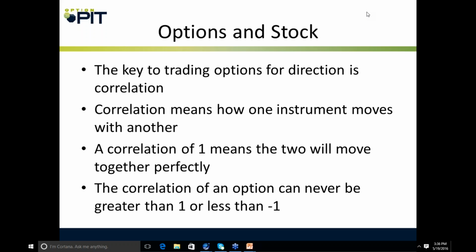For instance, if I tell my wife that her dress is ugly, that is 100% correlated to me getting a shoe thrown at me. That is a correlation. A correlation of one means that two instruments move basically perfectly together. Two instruments that move very, very close to a correlation of one would be SPY and the S&P 500 future. Those absolutely have a close correlation.